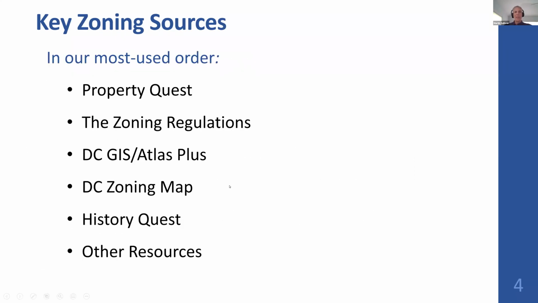So I want to go over the key zoning sources that we used. And this is the order in which I use them most. You'll notice that the DC zoning map is 4th on this list. I rarely use it because I can usually get the information I need from these other sources. And I find the zoning map a little glitchy, actually.